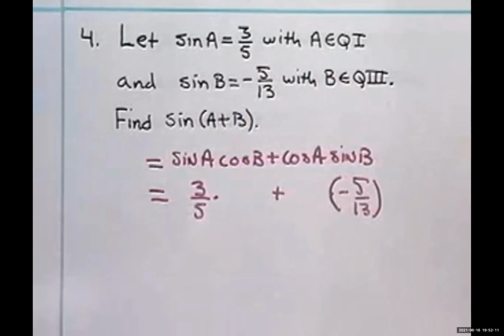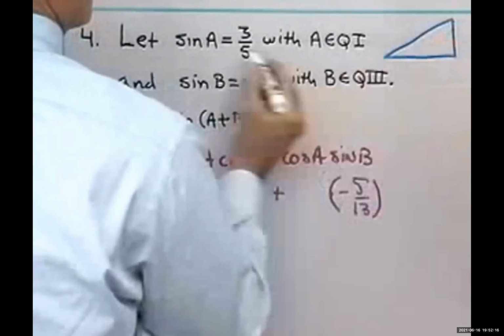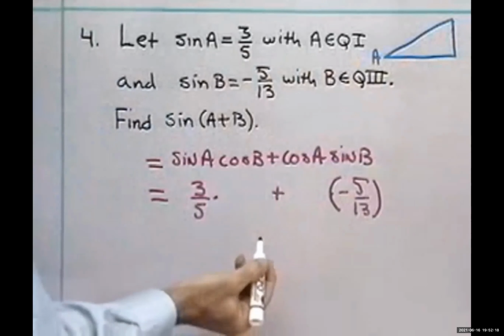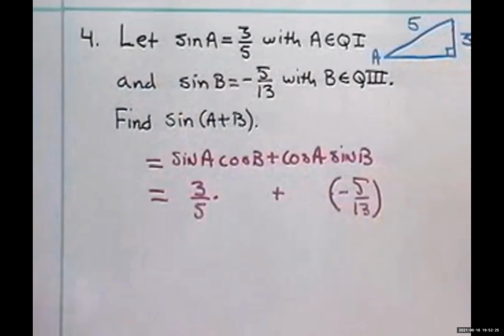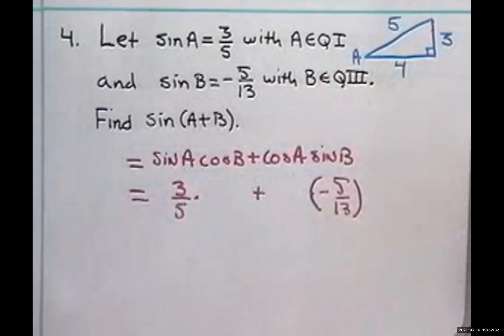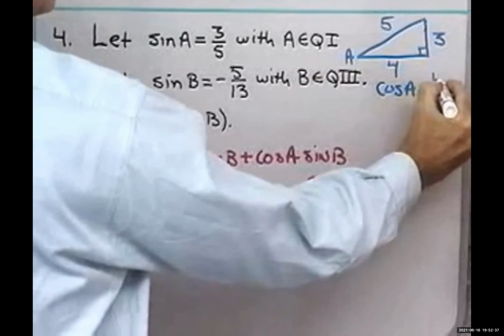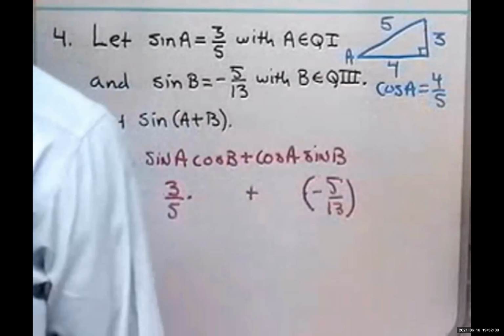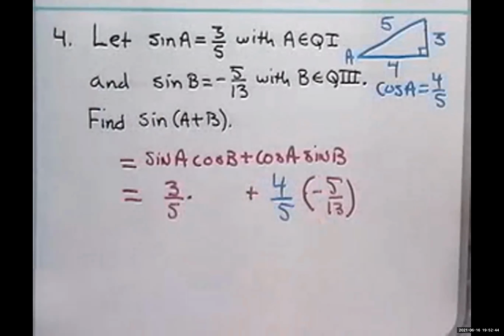So let's see, up here I'm going to draw a little right triangle. I'm going to label this angle as A, and I'm going to label the triangle so it has a sine of 3/5, and here's my right angle. So the opposite side is 3 and the hypotenuse is 5. Now, by the Pythagorean theorem, I know that that has to be 4, which tells me that the cosine of angle A is 4/5. I'm going to fill this in right here, 4/5.